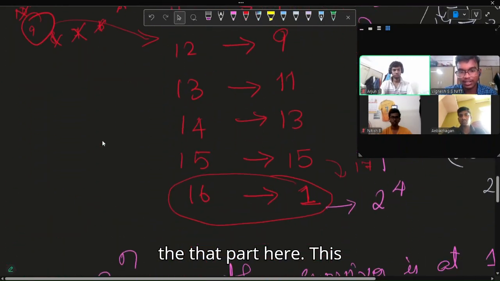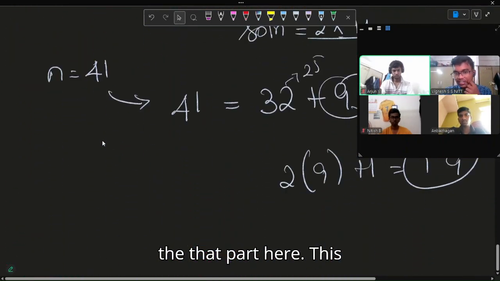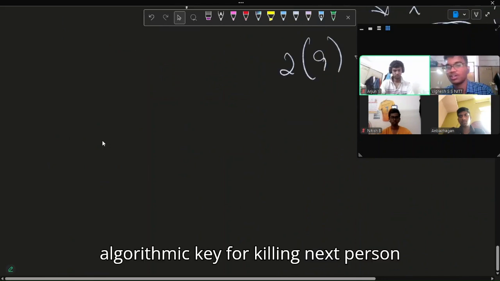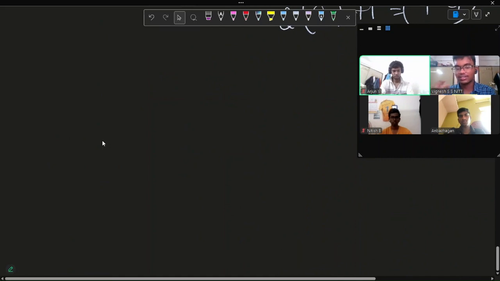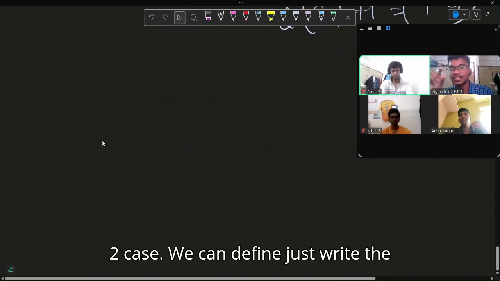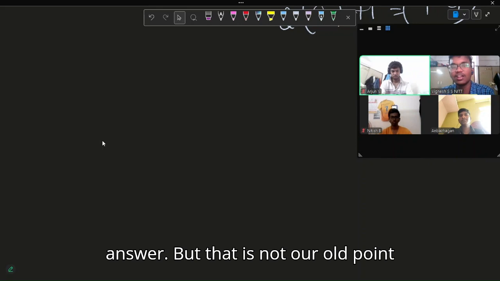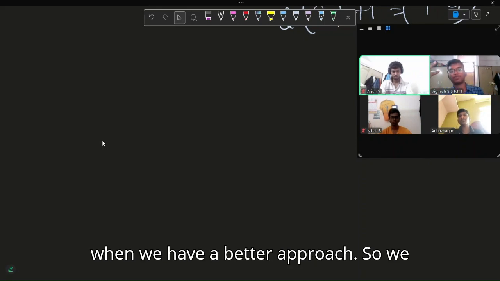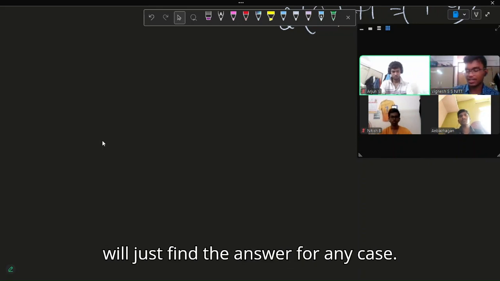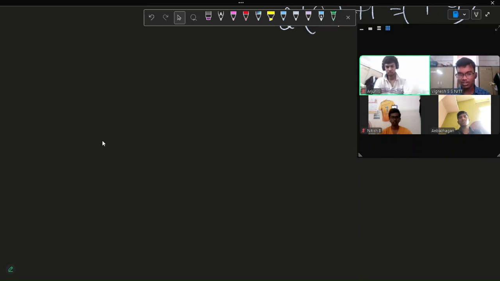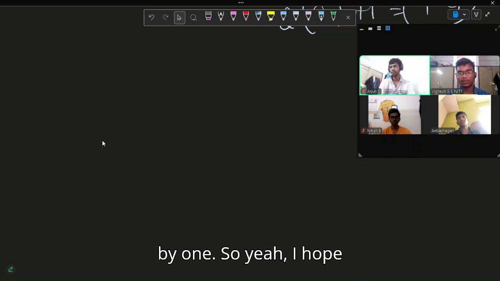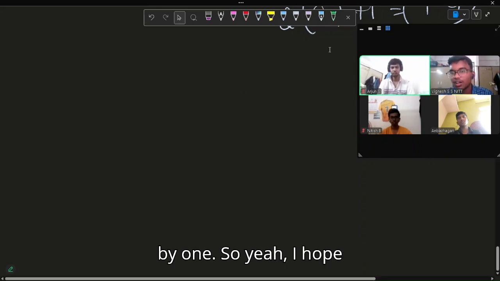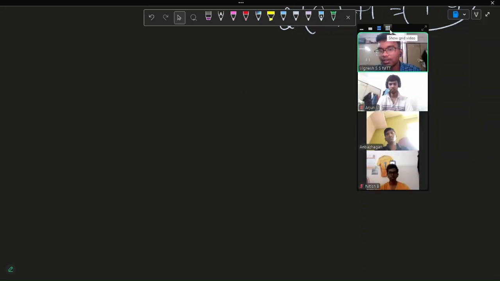I will explain that part here. This algorithmic way of killing the next person is done. For k equal to 2, we can just write the equations for that algorithm and get the answer. But that is not our whole point. When we have a better approach, we'll find the answer for any k. So we will do the same thing and try to get answers one by one. I hope things are clear.